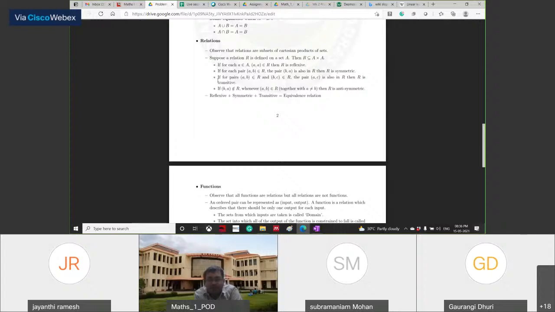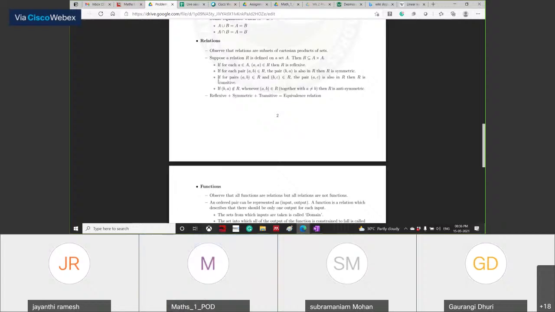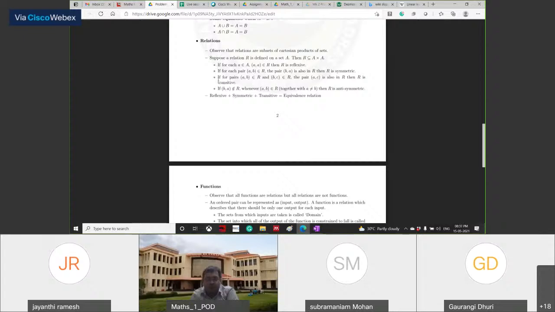If (A, B) is in the relation R, then (B, A) is also in the relation R, then it's a symmetric relation. If (A, B) is in the relation R, it means that (A, A) will be symmetric. And also if we have a combination of all three, reflexive, symmetric, and transitive, then it is an equivalence relation.